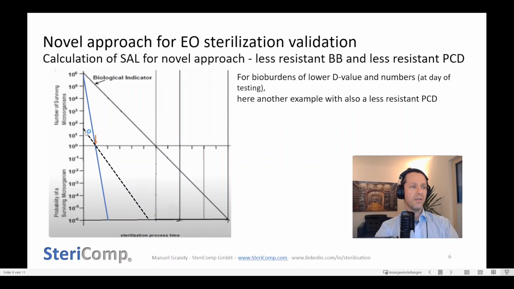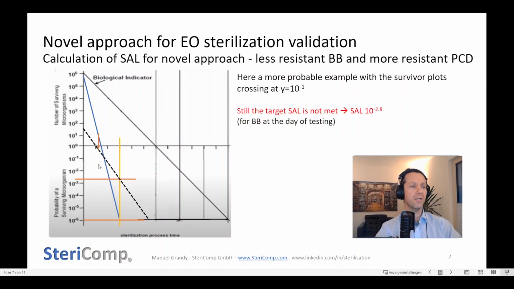So now another example, a bioburden with a lower D value and lower in numbers. Okay, now the issue is that you can also choose a PCD with low resistance and do this comparison, and it gets worse. So the SAL now is even lower, so worse than 10 to the minus 2. It's 10 to the minus 1.6 or something. It's just an additional note.